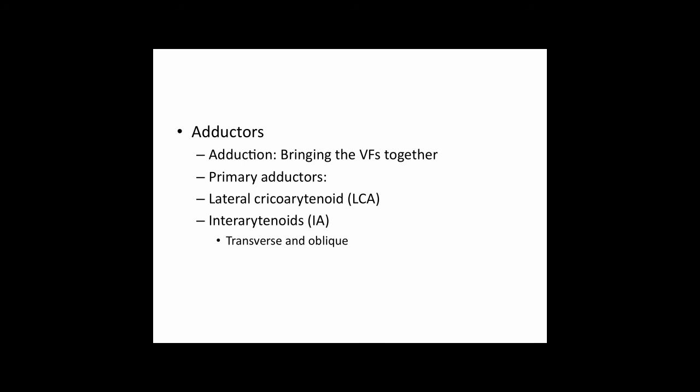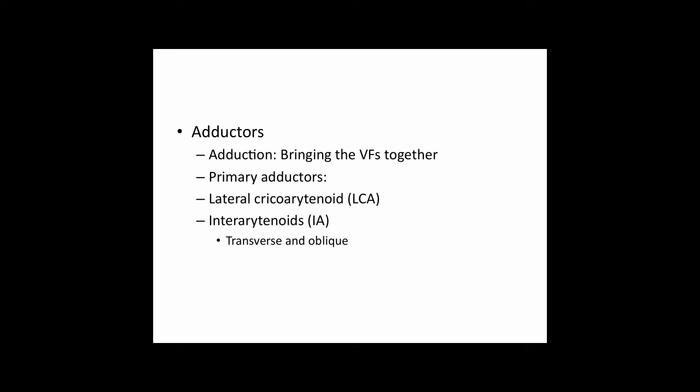All right. The next function of the intrinsic laryngeal muscles is to bring the vocal folds together. Adductors, bringing the vocal folds together, which is called adduction. So ADD, meaning add, meaning bring the vocal folds together. Adduction of the vocal folds. The primary adductors are the LCA, lateral cricoarytenoid, and the interarytenoids. So if you look at the names, lateral is on the side, cricoid is the cricoid cartilage, arytenoid is the arytenoid cartilage. So it originates from the lateral part of the cricoid cartilage and it goes up and inserts into the muscular process of the arytenoid cartilage.